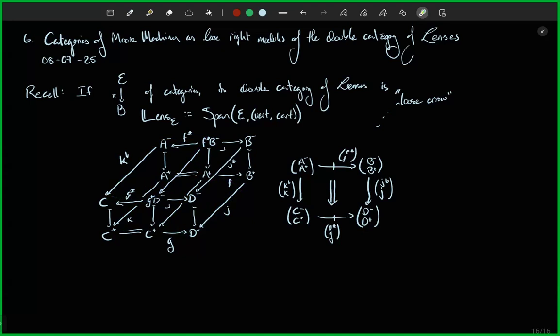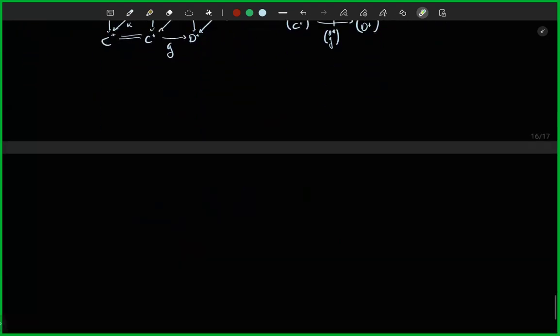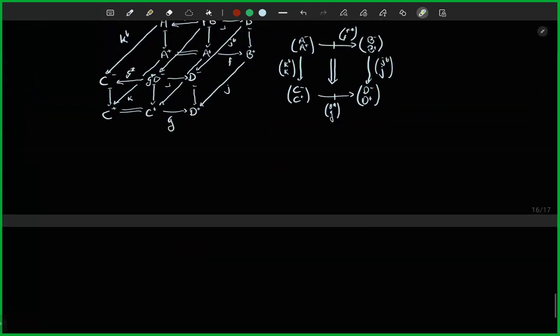So, right, that's the double category. And it being a double category means it has two kinds of composition. So I'll do a refresher on double categories.